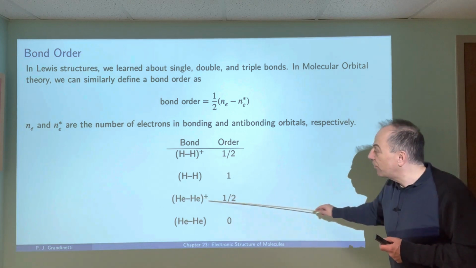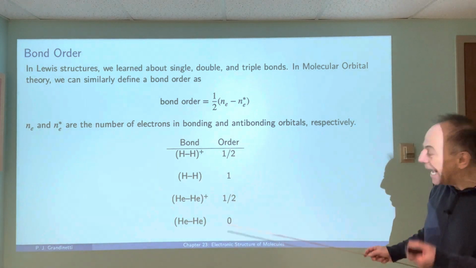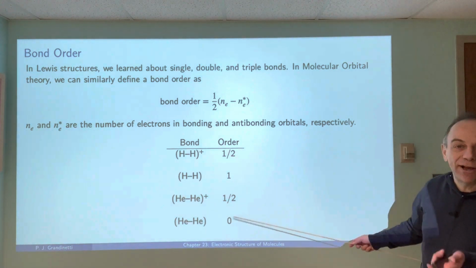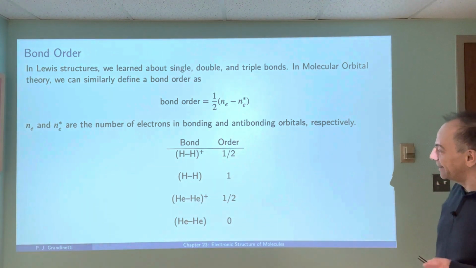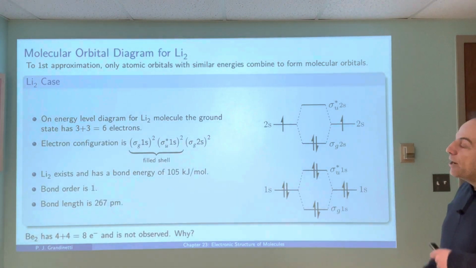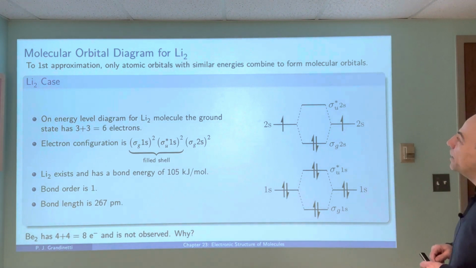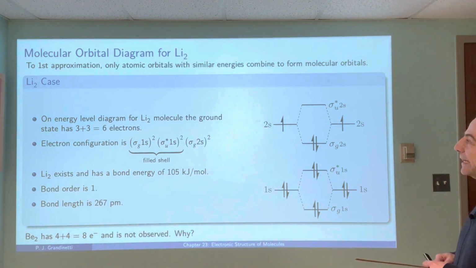You can see that for helium, diatomic helium cation, we have a bond order of half. And of course, for diatomic helium, we have a bond order of 0, and of course, it doesn't exist. Okay. We can keep going, move to the next row in the periodic table, and move to dilithium.